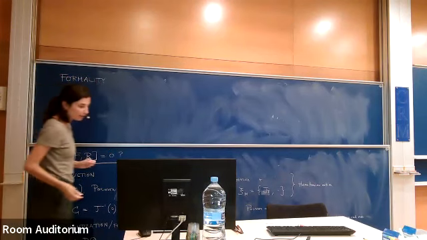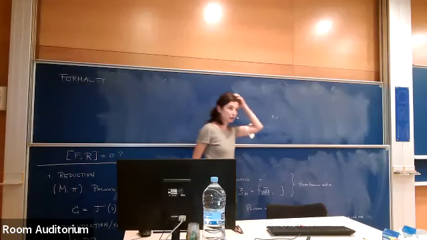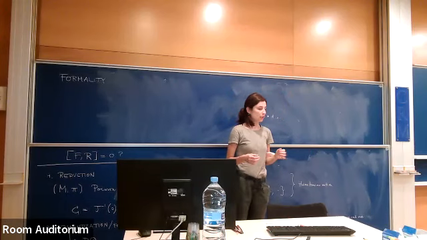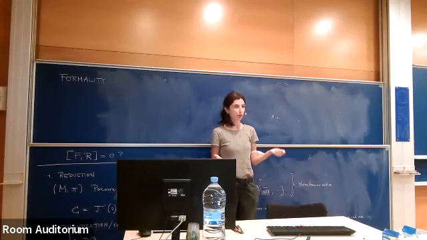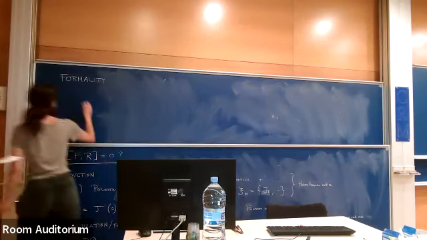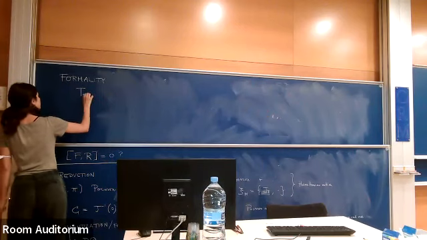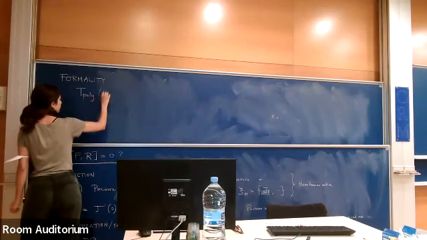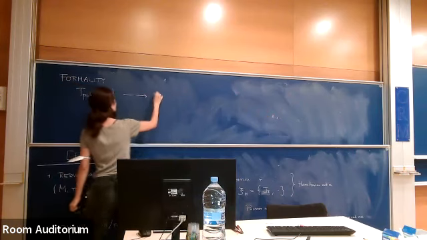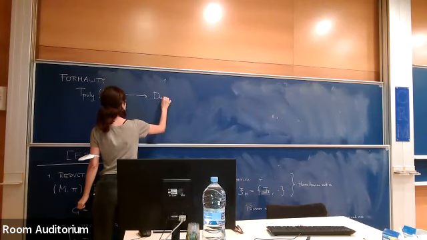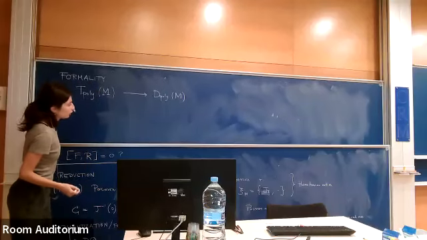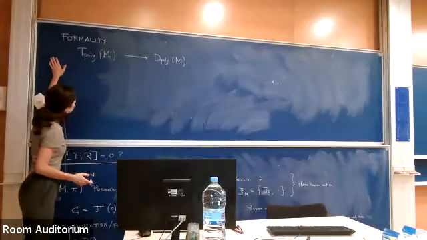So the formality theorem is a theorem by Maxim Kontsevich telling you that there is a sort of morphism. I'll try to explain it better, connecting polydifferential operators and polyvector fields. So polyvector fields on my manifold and polydifferential operators. Why is this actually related to what I was saying?